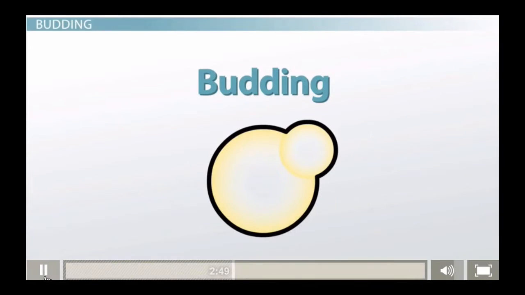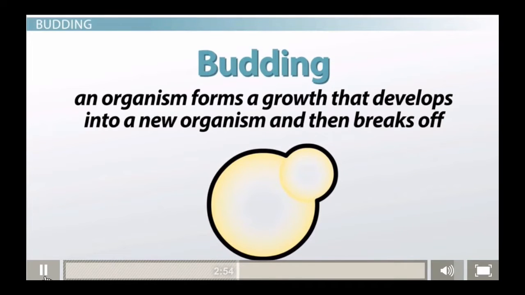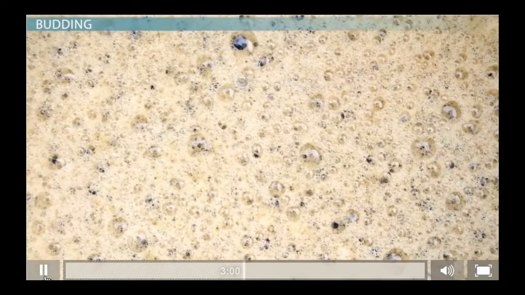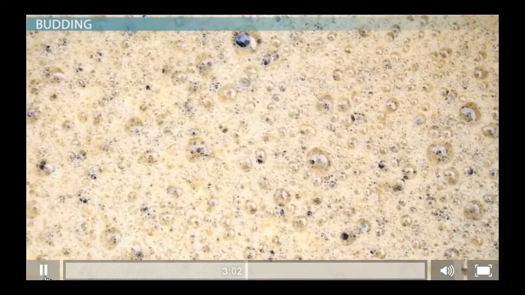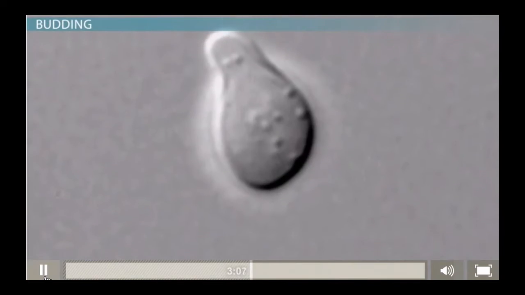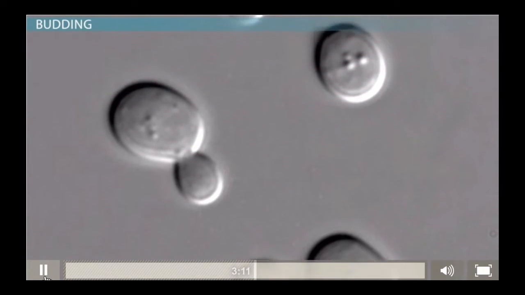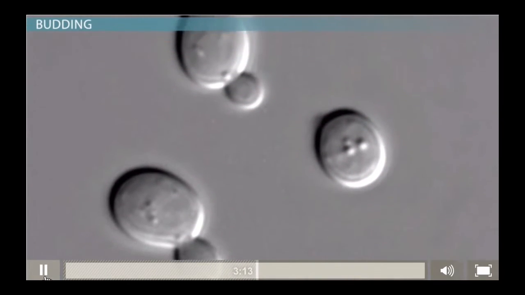Budding is another type of asexual reproduction. This happens when an organism forms a growth that develops into a new organism and then breaks off. For example, a cellular organism like a yeast cell can grow a bud filled with its own cells. That bud will stay attached until it's grown and developed. At that time, it will drop off, forming an identical offspring.